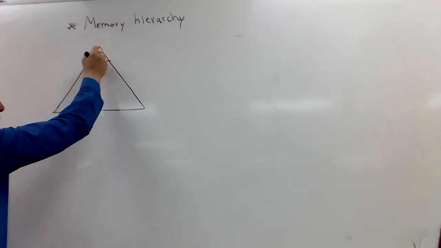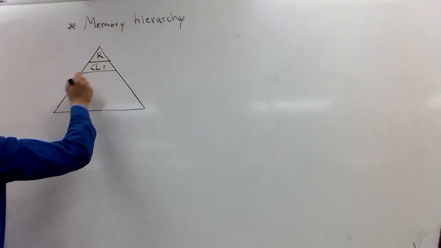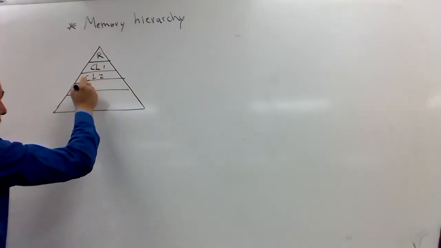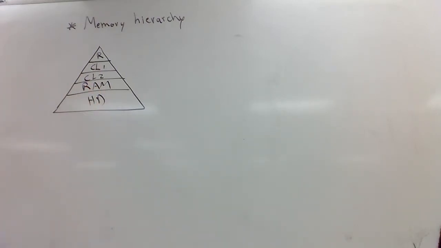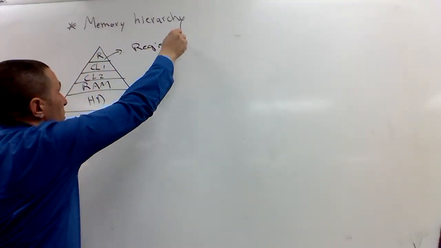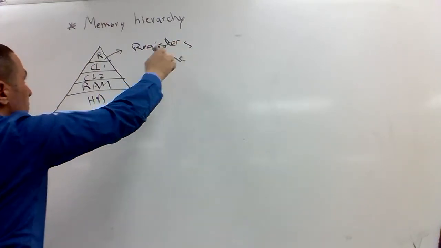Here I'll have R sitting on top, meaning registers. Here we can say cache L1, cache L2. We can have also cache L3. Then we have RAM, and then hard drive. Registers sitting on top, and cache. And what do we have? Cache L1, cache L2, RAM, and hard drive. We can have also cache L3 or cache L1 by itself. This is cache, one way to speed up the computer.